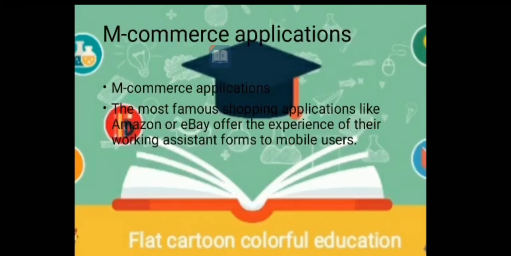Number 2. M-commerce applications. The most famous shopping applications like Amazon or eBay offer the experience of their working assistant forms to mobile users. We are experiencing that, and we are continuously grabbing online shopping, for example in Shopee. Using a mobile phone, we can order in the Shopee application, and of course, the advantage is you can observe when or where the product is by means of information from the application.